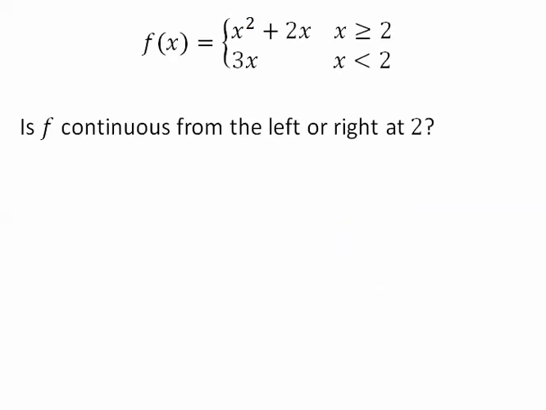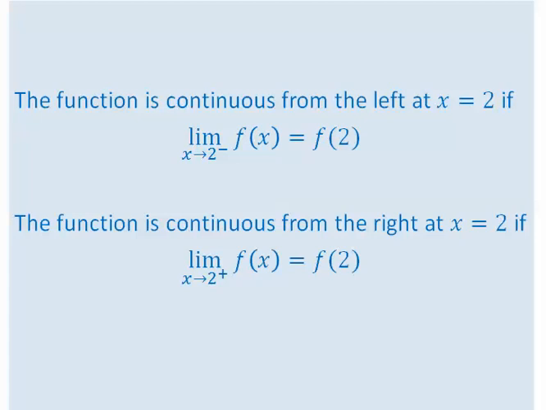Part 2. Is f of x continuous from the left at 2? Is f continuous from the right at 2? The function is continuous from the left at 2 if the limit as x approaches 2 from the left is equal to f of 2. And the function is continuous from the right at x equals 2 if the limit coming from the right is the same as the function evaluated at 2.